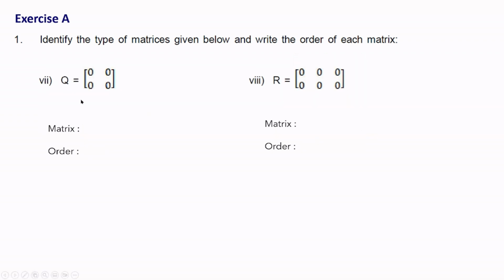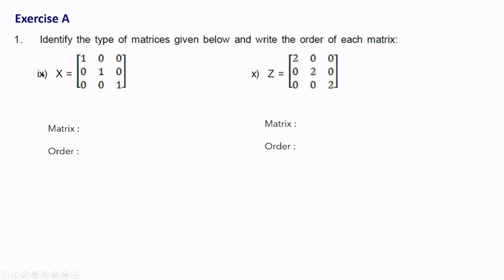And then the next matrix, it has all entries 0. So it is a 0 matrix with 2 rows and 2 columns. So the order is 2 by 2. Again this is also a 0 matrix. R equal to, it has got 2 rows and 3 columns. So the order is 2 by 3.